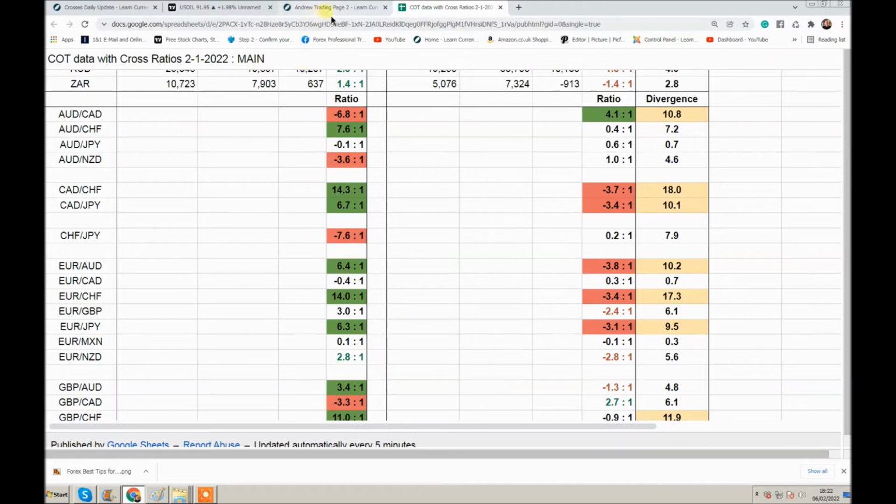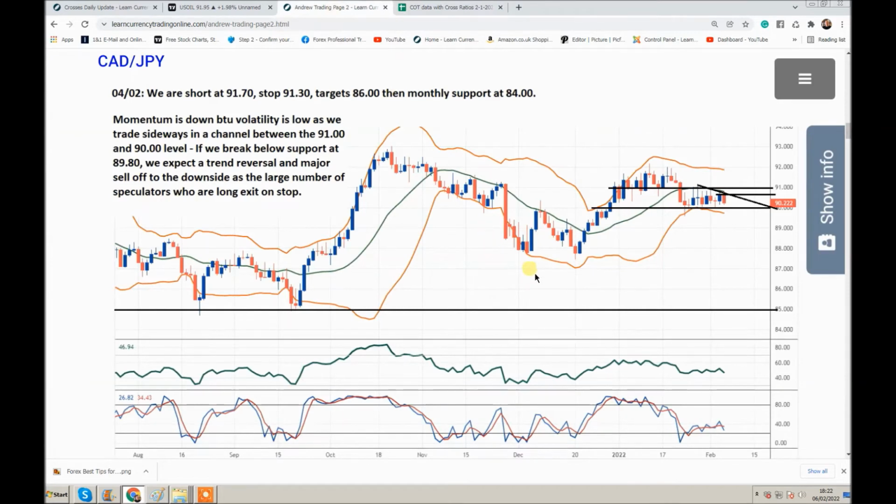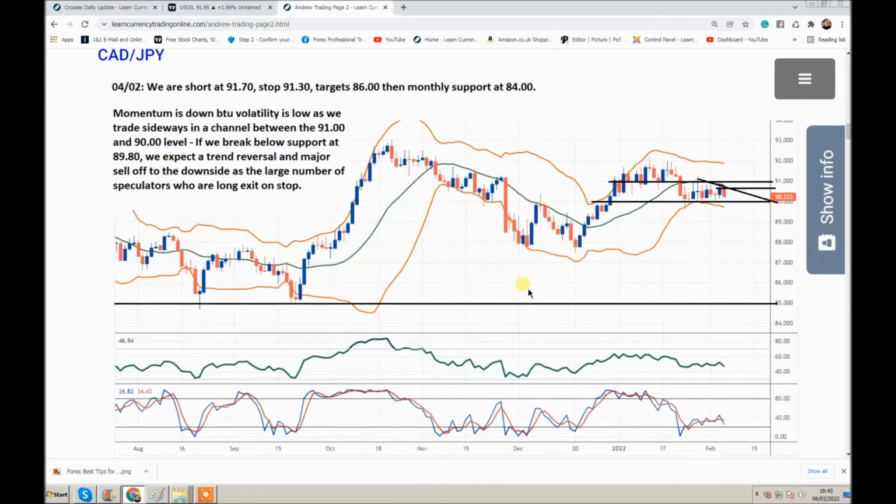And I want to look at the first cross now, which is going to be CAD JPY. Right, CAD JPY. Now, if you look at the JPY generally, in terms of COT net traders positions, the commercials are pretty long or heavily long of the JPY in most pairs. Okay, the JPY is extremely oversold.